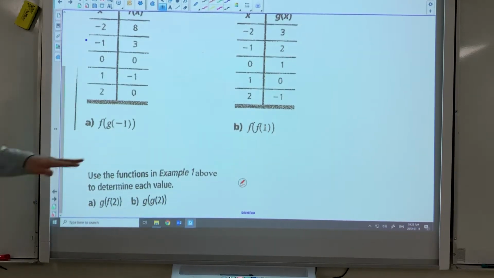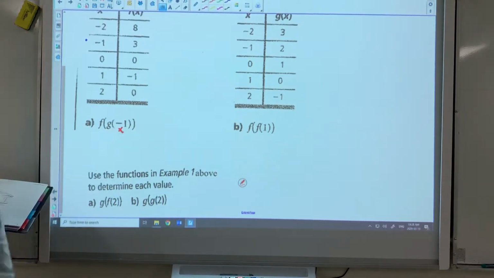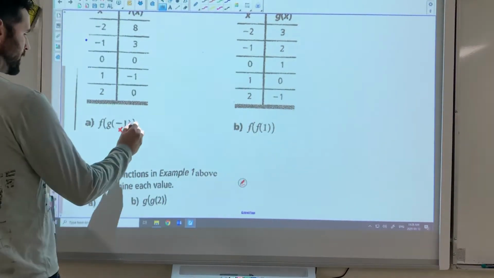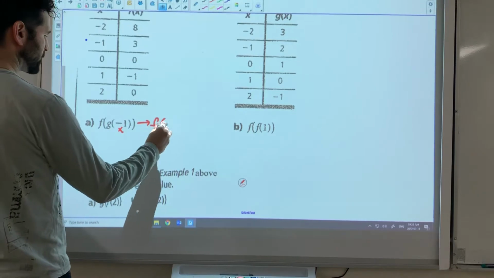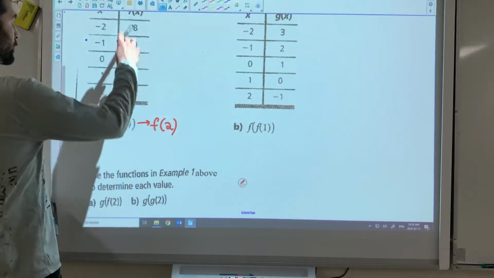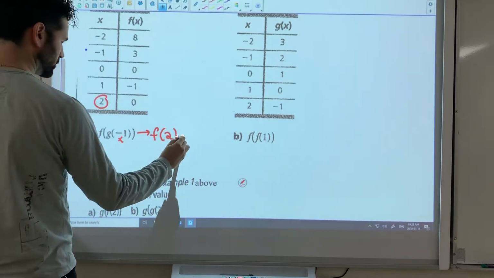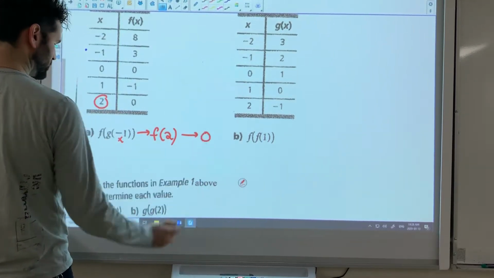So let's go find the answer to this. This is the x value in g, right? So remember, that's the x value. We're going to go to -1, and we see that we get 2. So now we're going to find f of 2. Go over to f of x, go over to that table, go to x equal 2, and you see 0. So overall, you get the answer 0.